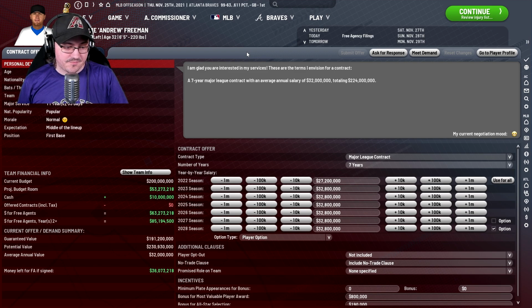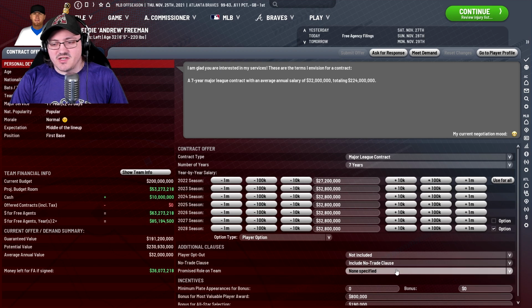Something else to note is that you can see how much money will be left after you sign the player if you get him at the rate that you're offering right now. So after reviewing all this contract information here on the left side, let's talk a little bit about the money stuff and what different options you have regarding players.